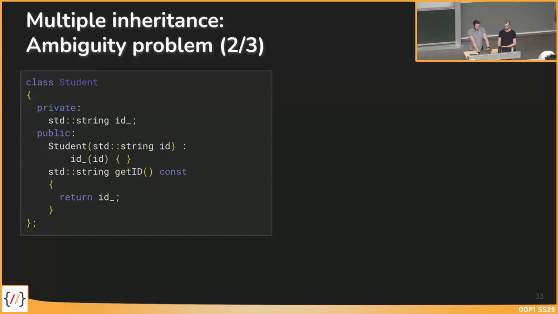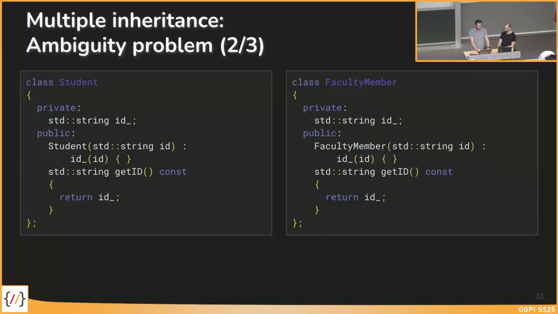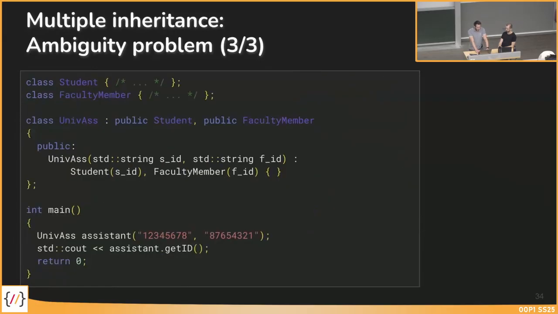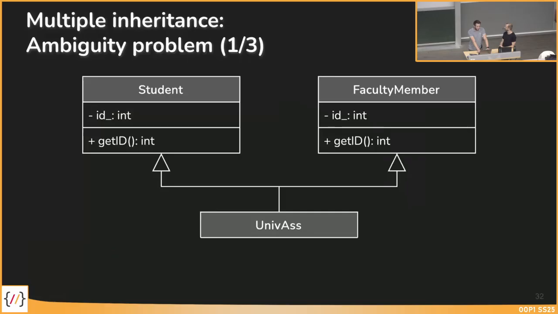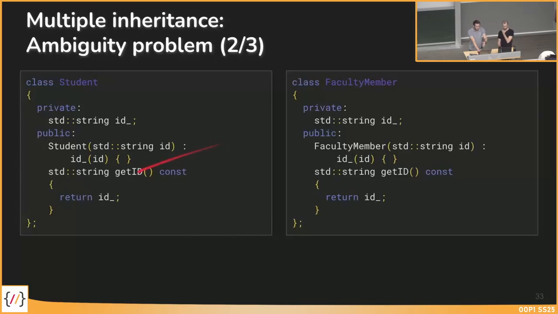Again, student class with the ID and faculty member class with the ID as shown in the UML diagram before, and then we have the university assistant inheriting from the student and the faculty member again. And then in the main function, we create a university assistant object passing again a matriculation number and an ID for the faculty. And then we call the getID, which we can do since, when we look back to our UML diagram, we have a getID in both base classes, in the student and in the faculty member.